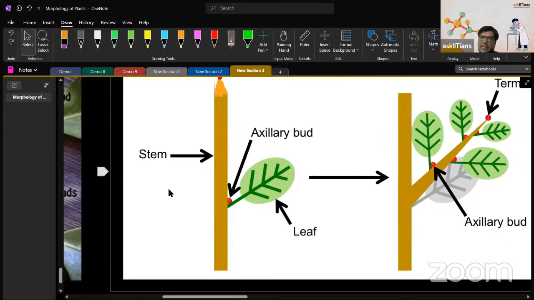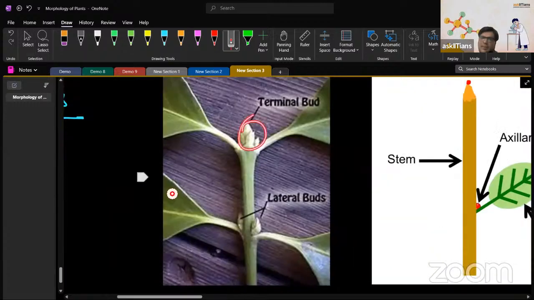And this is the terminal bud, and these are the lateral buds or the axillary buds. Okay, the terminal bud is present at the end of the stem or a branch, something like that. A lateral bud is present on the sides, on the axis. Now, a bud is basically, you can say, a primordial form of a branch or a leaf.